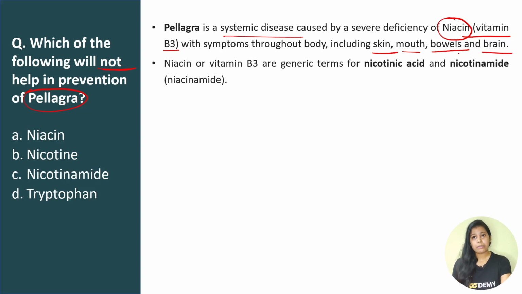Now, talking about niacin, we know that pellagra is caused by deficiency of niacin. Niacin is basically a generic term for the two compounds, nicotinic acid and nicotinamide. So, there are these two chemical compounds. They are both vitamin B3 forms only. Nicotinamide is also called niacinamide. So, whether you see nicotinic acid or nicotinamide, these both are vitamin B3 forms only.